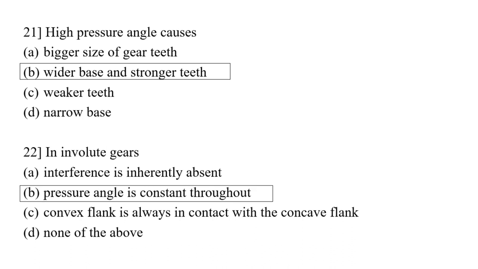But in case of cycloidal gear tooth profile, pressure angle varies from the start of engagement to the end of engagement. But in case of involute gear tooth profile, this pressure angle remains constant throughout. This is the only difference between involute and cycloidal gear tooth profile regarding this pressure angle.